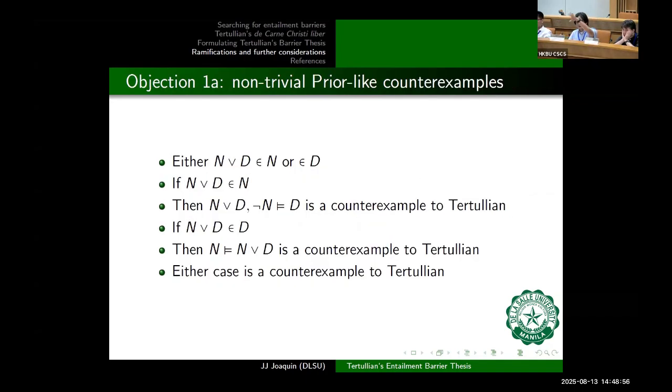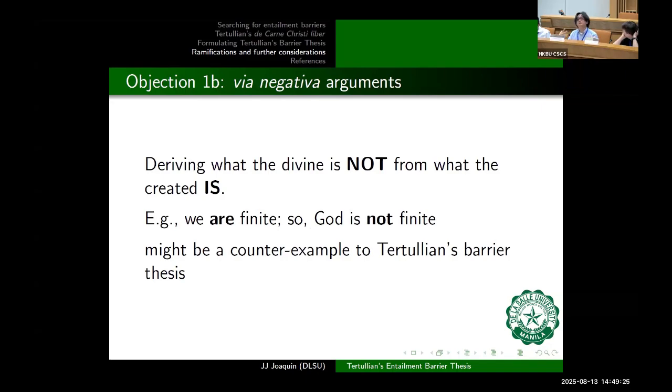Now, I could skip this part, but here's a kind of objection that you may raise, a Prior-like counterexample. So imagine a complex sentence like N or D, so non-divine or divine, whatever that sentence. Is that in N or is that in D? So you could run a Prior-like argument, and you'll have some counterexamples to Tertullian. Or perhaps this is a more intuitive way of looking at the objection. Imagine the via negativa argument, deriving what the divine is not from what the created is. Example, we are finite, so God is not finite. So if you could have this kind of argument and it's valid, then it might be a counterexample to Tertullian's barrier.